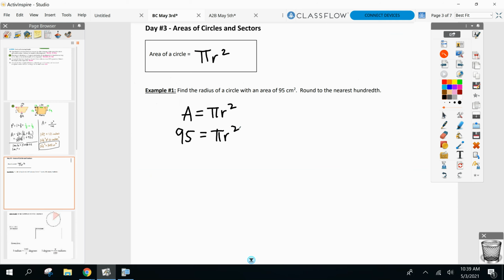I'll give you guys a minute to think. How do I get r by itself now? What's the first step to get r by itself? And I can tell you it is not taking the square root of both sides right now. You are not ready to take the square root of both sides because r squared is not by itself. So taking the square root of both sides is not the way to go here yet.